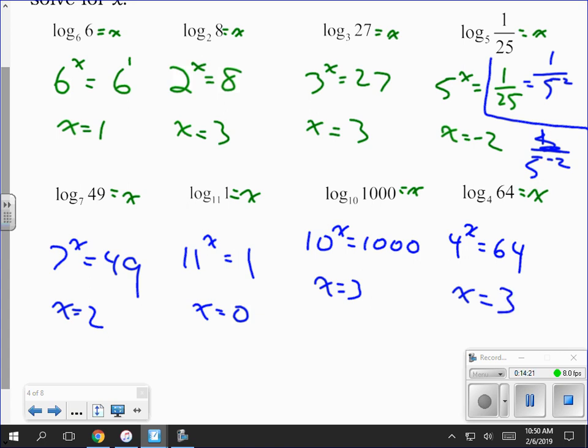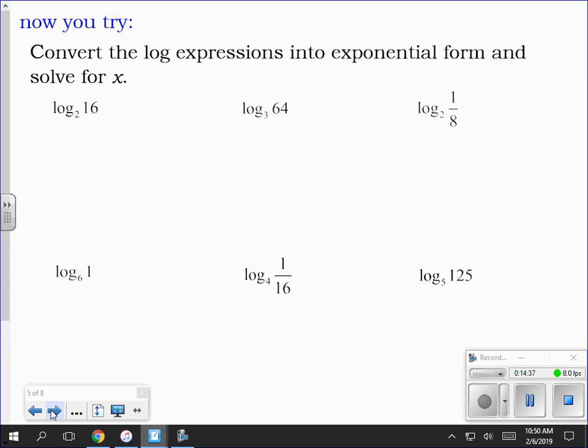And this is where knowing your perfect cubes and your perfect squares and things along those lines are extremely handy. But you can see what I'm talking about. Knowing your rules of exponents makes a huge difference to this one. Your turn. Do those.